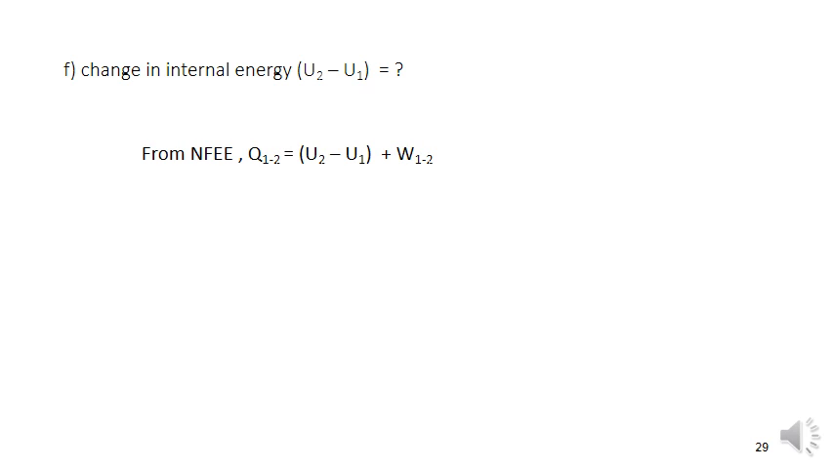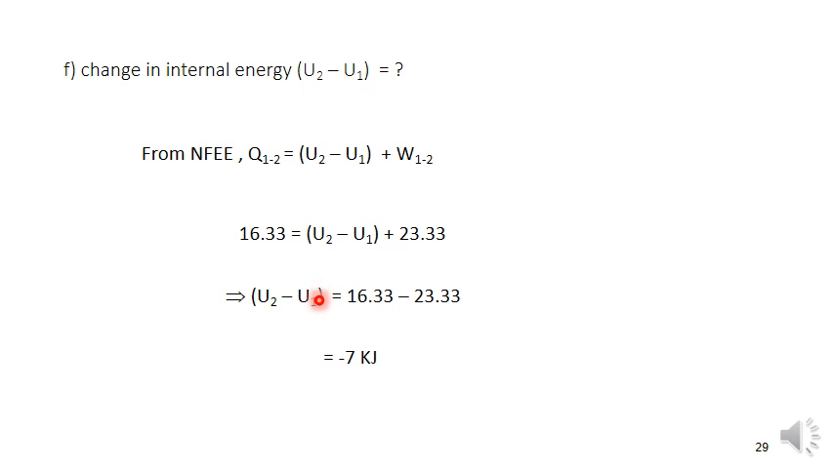Change in internal energy. According to the non-flow energy equation, dQ is equal to dU plus dW. Here from the d bit we got the W value, and from the e bit we got the Q value. Substituting these two values, we will get the internal energy: 16.33 plus (U2 minus U1) plus 23.33. So U2 minus U1 is minus 7. Minus 7 indicates that the internal energy is decreasing.